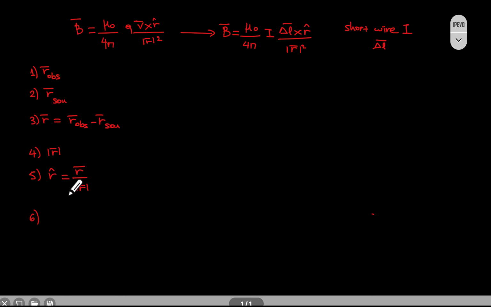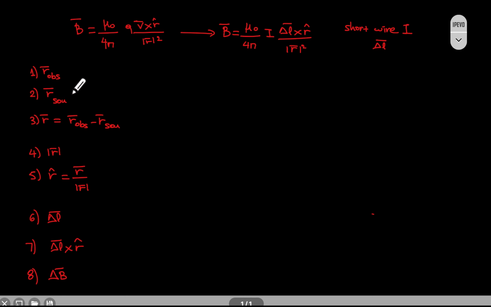And then make sure you know what the vector delta L is. It's a vector, so it needs to have a magnitude and a direction. You need to have the x, y, z components. Then you need to find the cross product delta L cross r hat, because this is what we have in the expression. And then from these we will find the small magnetic field that the short piece of wire creates.